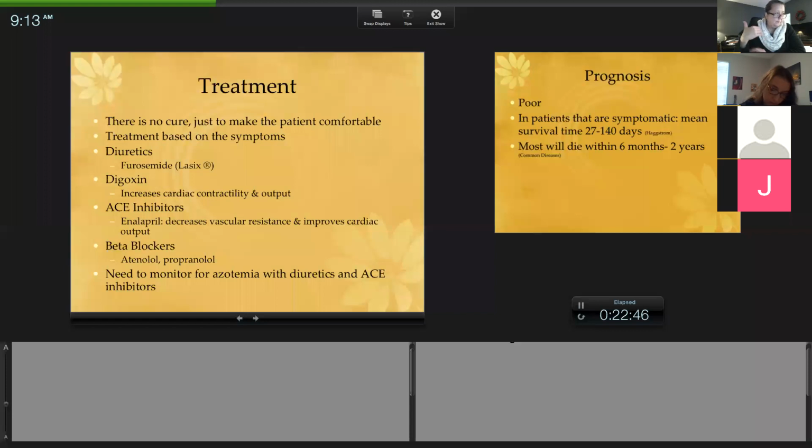And then we've got atenolol and propranolol. Atenolol and propranolol, beta blockers, usually help with the arrhythmias. So atenolol and propranolol are drugs we'll use sometimes. What they will also do is they will decrease workload.